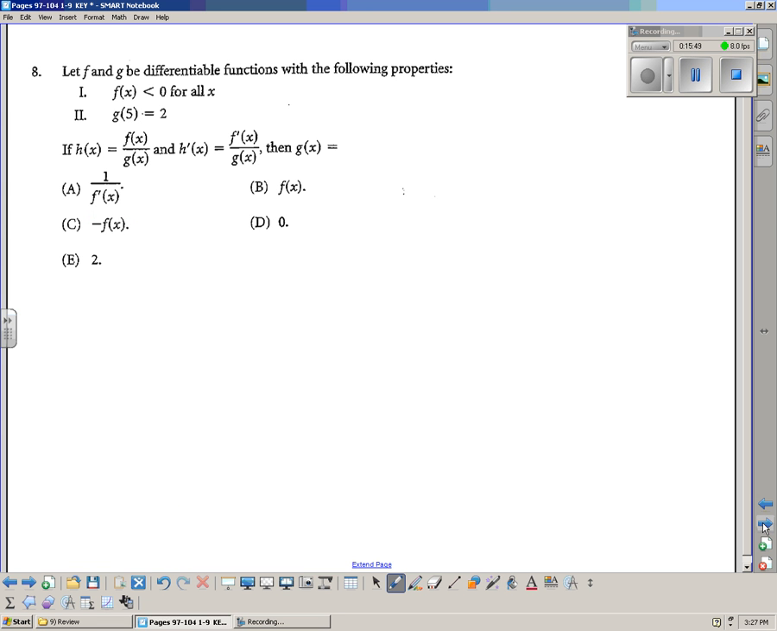And one more, I believe this one's tricky. It says let f and g be differentiable functions with the following properties. F of x is less than 0 for all x, and g of 5 is 2. It says h of x is f over g, and h prime is f prime over g. Well, I want to think about something for a minute. H of x is a quotient, so h prime should follow the quotient rule.